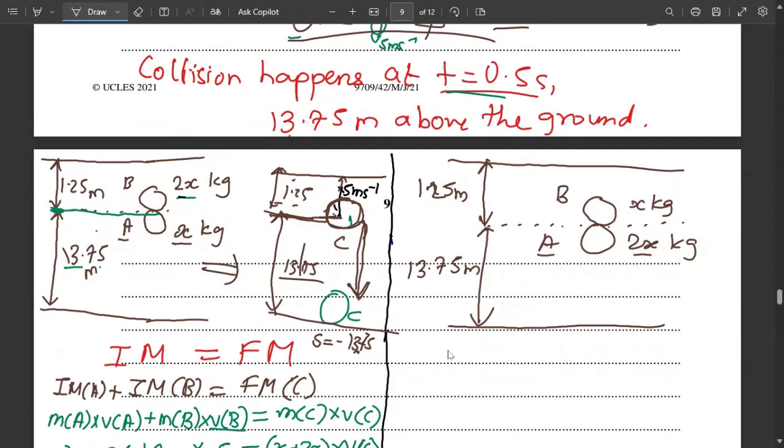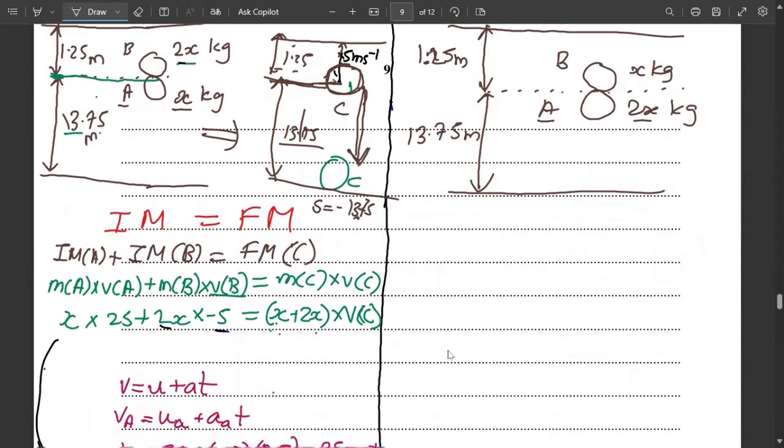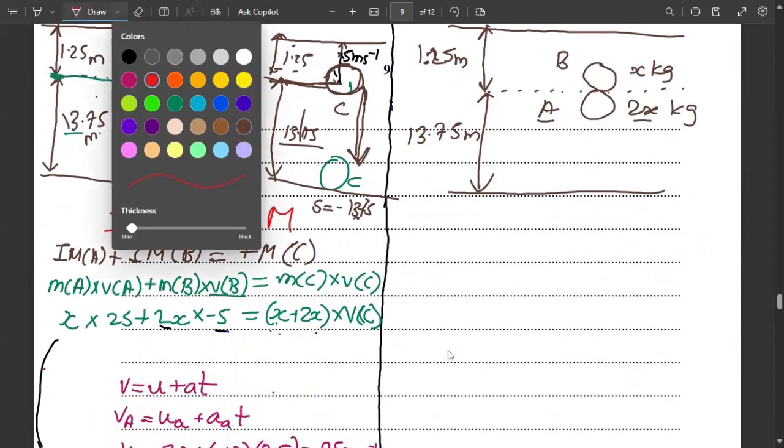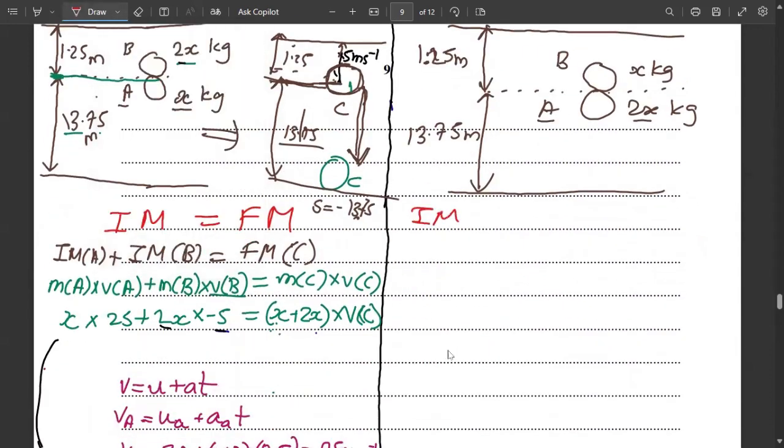Now let's move to the second case where 1.25 meter and 3, and A is 2x. So again we will go initial momentum is equal to final momentum. You'll have to write IM, FM both. Either you can write total momentum before equals total momentum after, or initial momentum equals final momentum. You'll have to write it in entire words in your exam paper. I'm just writing like this only here.